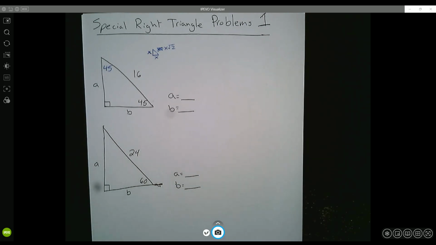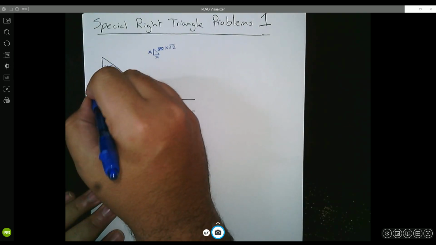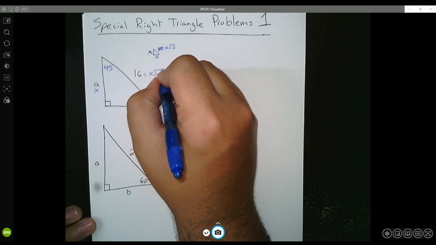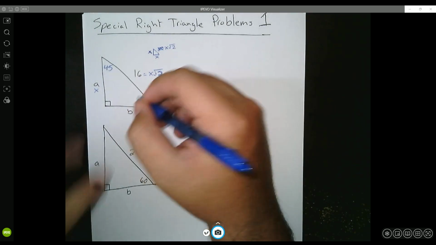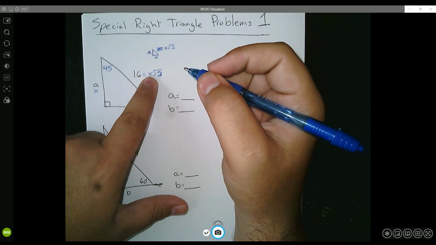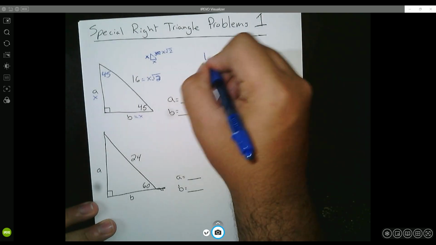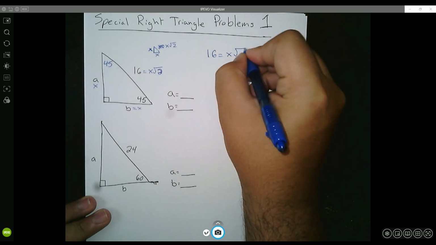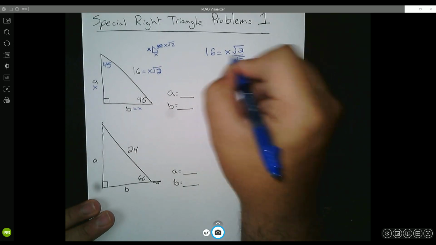So I'm going to go ahead and label our sides. We know our legs have to be x, and our hypotenuse then has to be x square roots of 2. If I want to solve for these legs right here, I need to solve for x. So I'm going to take this equation we have written and solve for x. So 16 is equal to x square roots of 2. If I want to solve for x, I divide by the square root of 2.